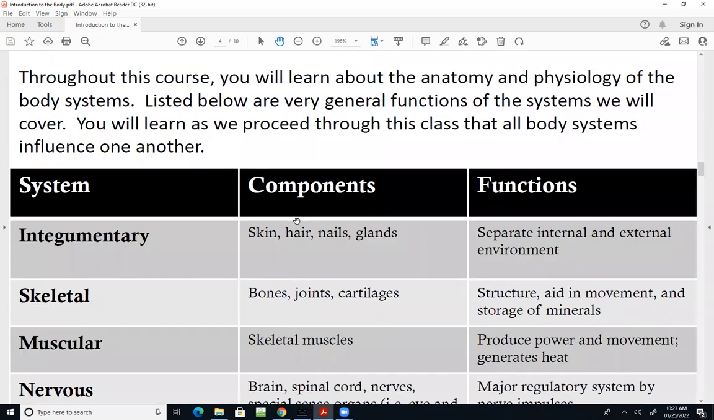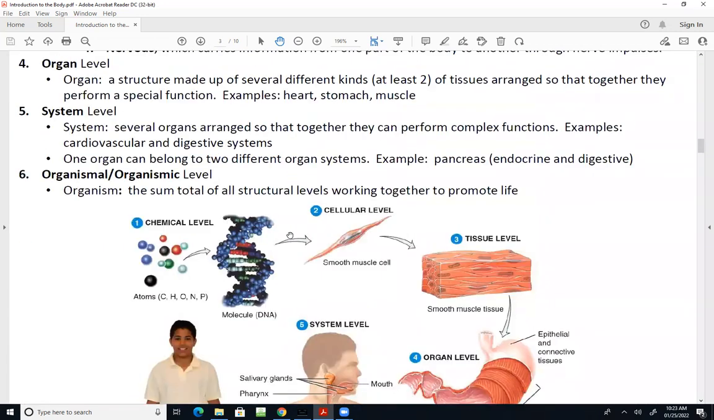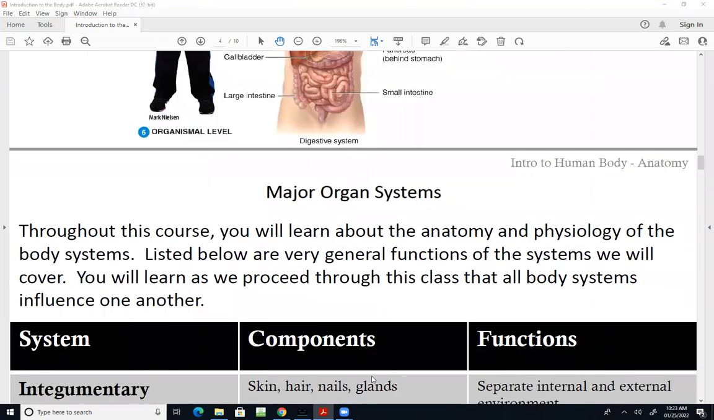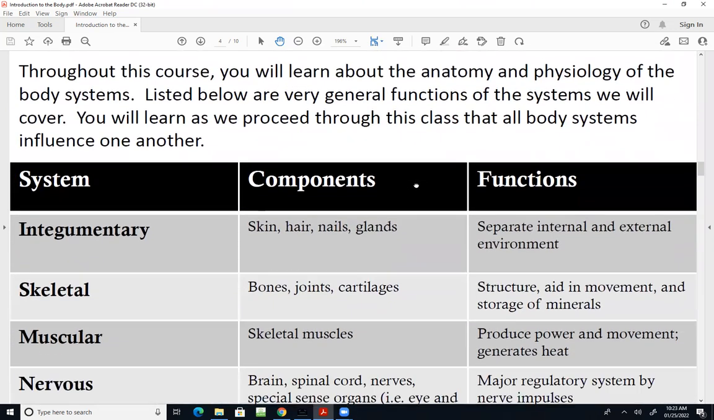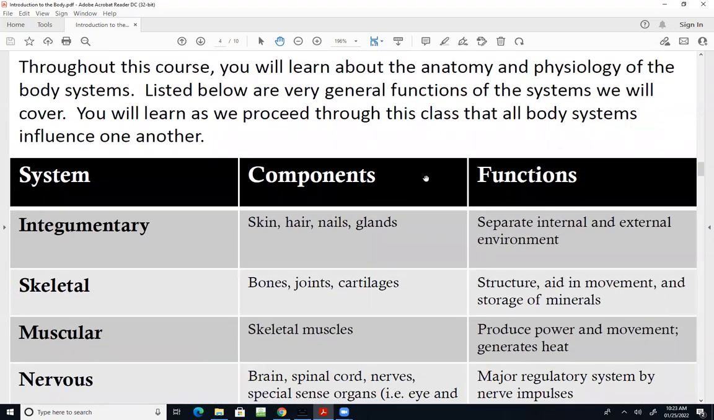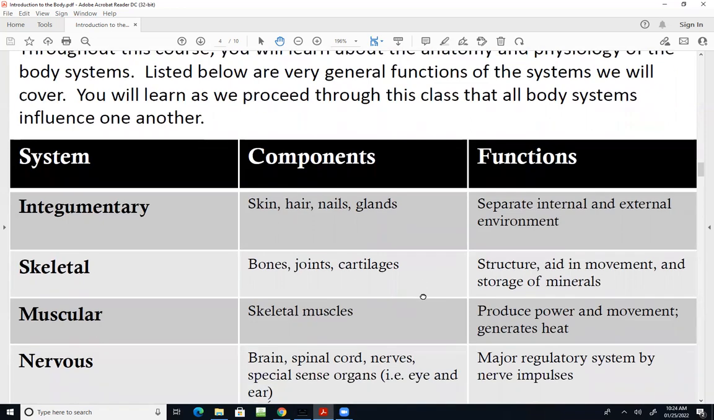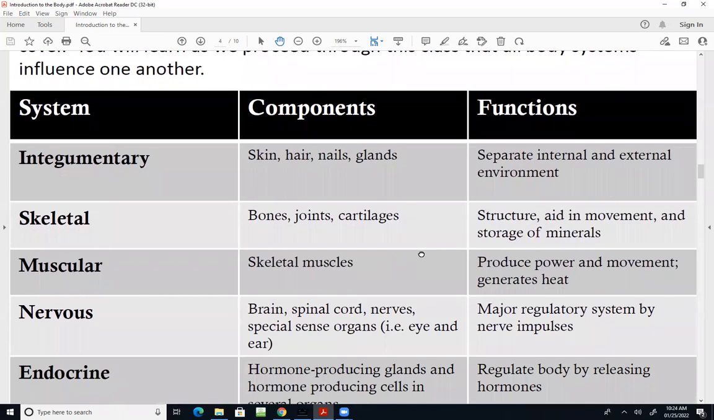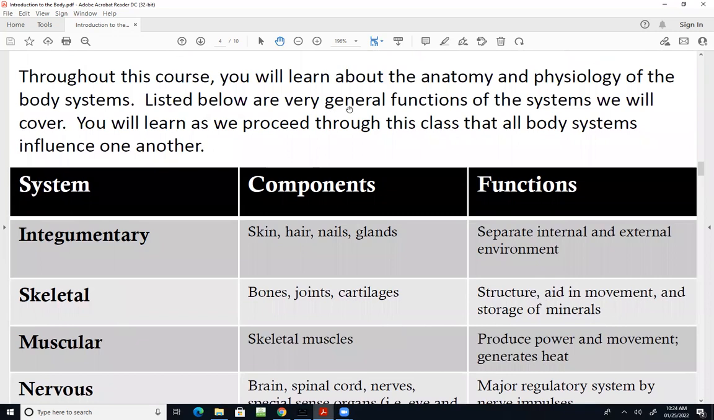Okay. As I was just mentioning on this previous page, the way that we spend most of our time this semester is going system by system. So throughout this course, you will learn about anatomy and physiology of the body systems. Listed below are the very general functions of the systems we will cover. You will learn as we proceed through this class that all body systems influence one another. What I've done is created a basic table with the 11 systems, starting with integumentary all the way down to reproductive, what structures or components are part of that system, and then what that system does for us in a very, very, very general way.